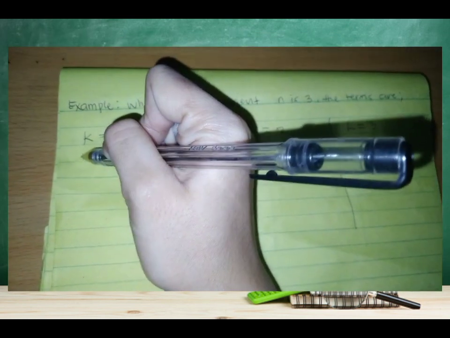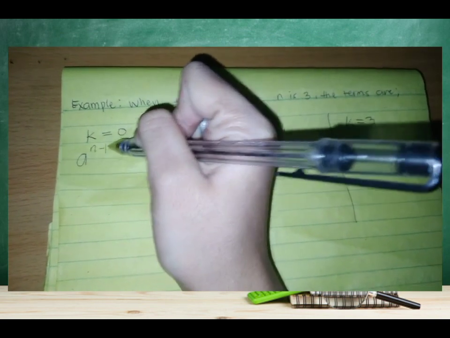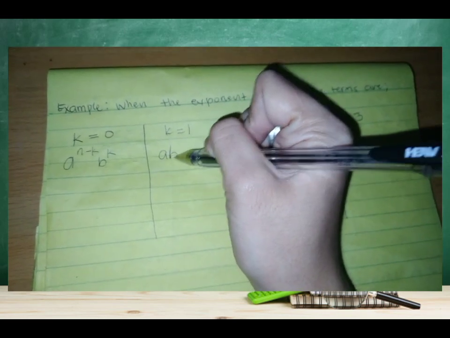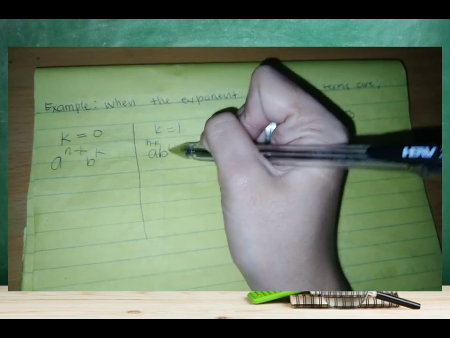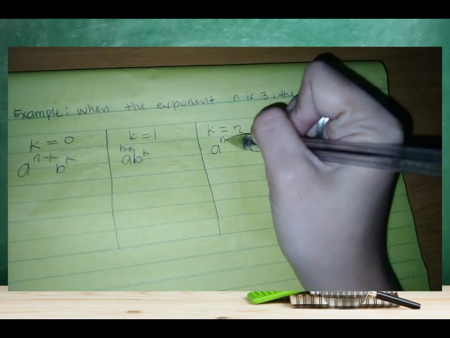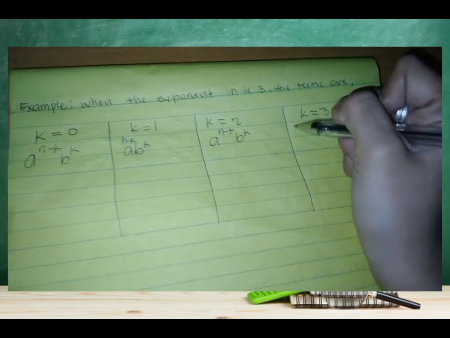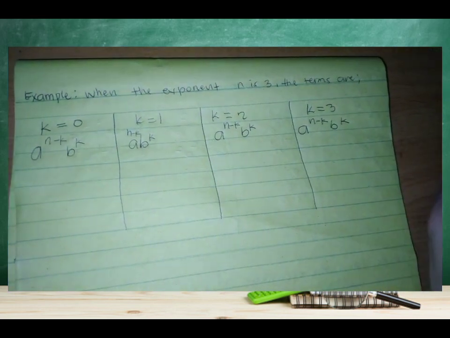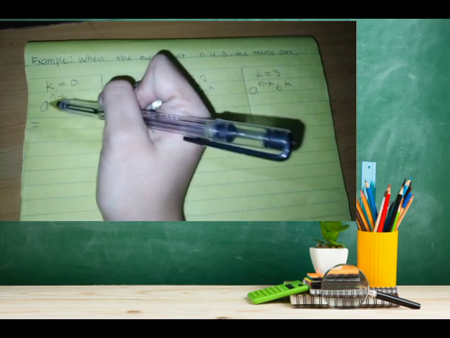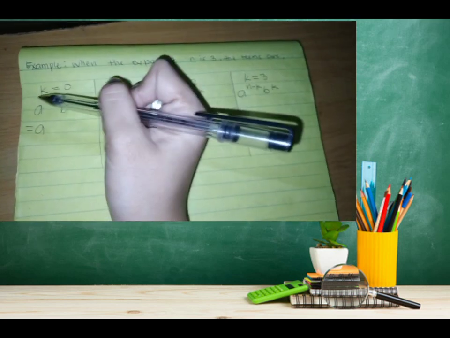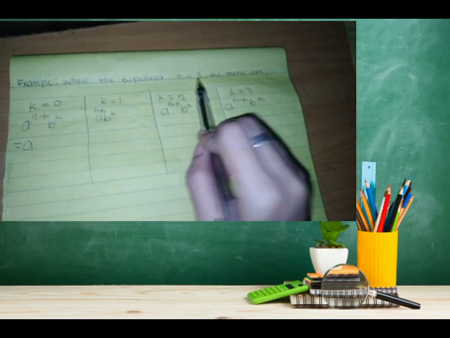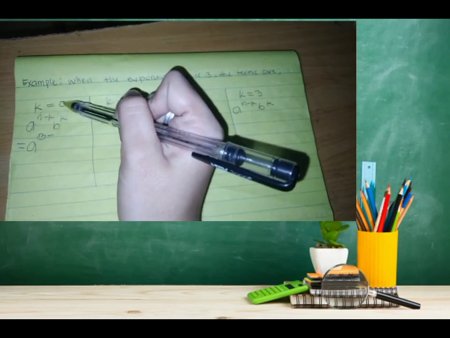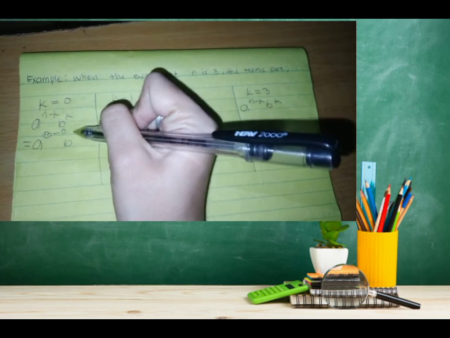The next is to write the formula by column. So, a to the power of n minus k, b to the power of k. Next, write a, then the exponent n is 3, so write 3. Then the first column k is 0, so write 0, then b to the power of 0.